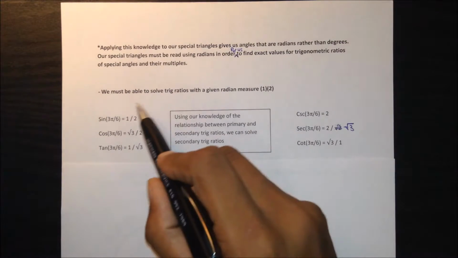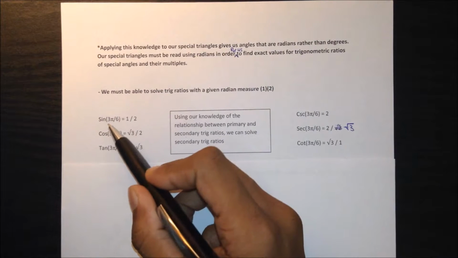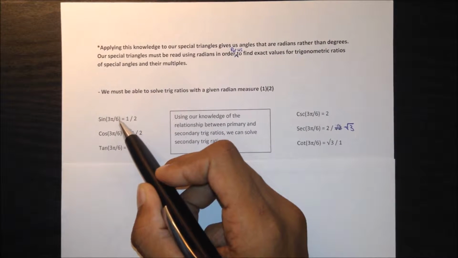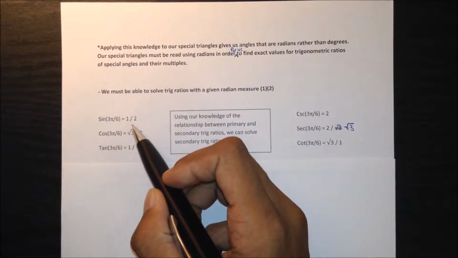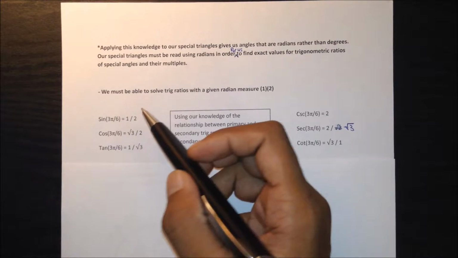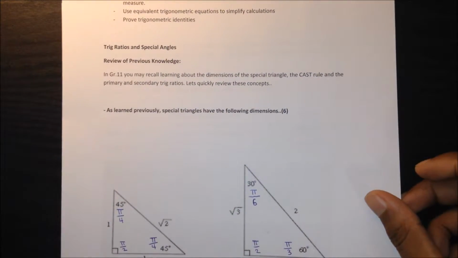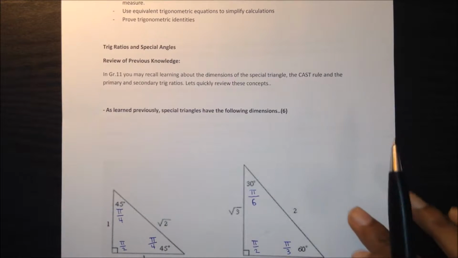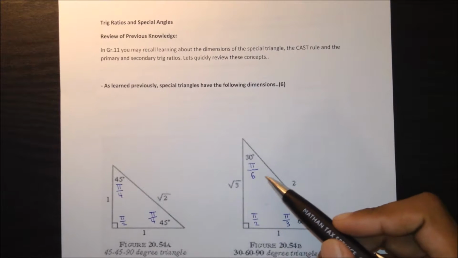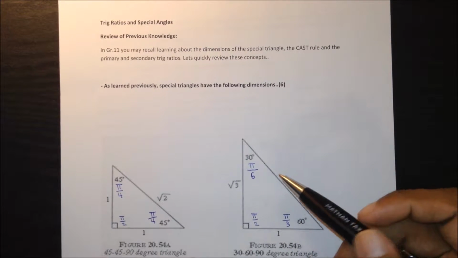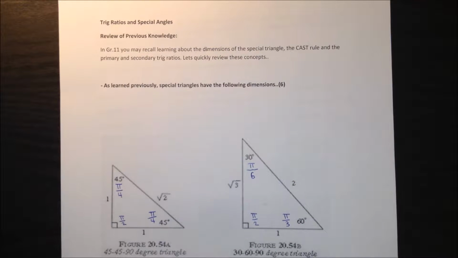So we must be able to solve trig ratios with a given radian measure. When we're trying to find sine 3 pi over 6, we notice that 3 pi over 6 is a multiple of pi over 6, and pi over 6 is an angle in one of our special triangles. So if we look back at our special triangles, 3 pi over 6 is a multiple of pi over 6. So sine pi over 6 and sine 3 pi over 6 would be the same answer.